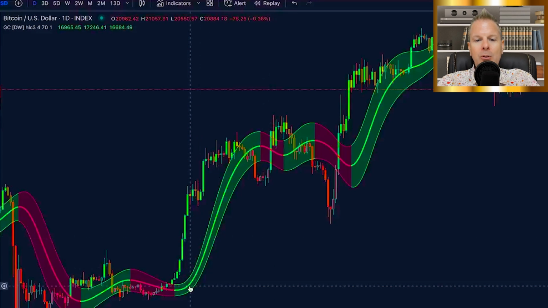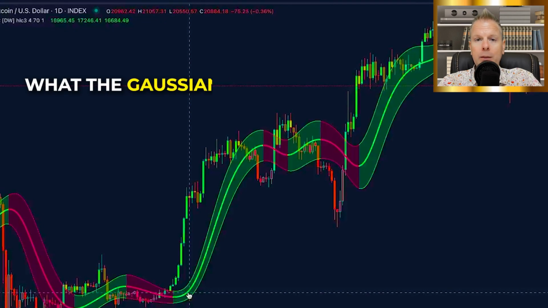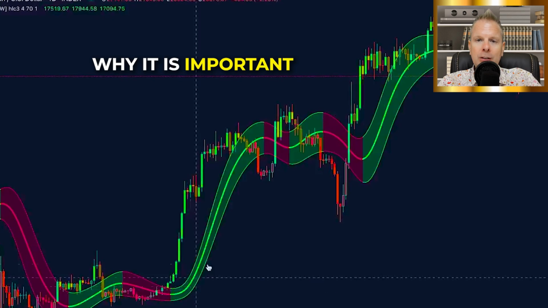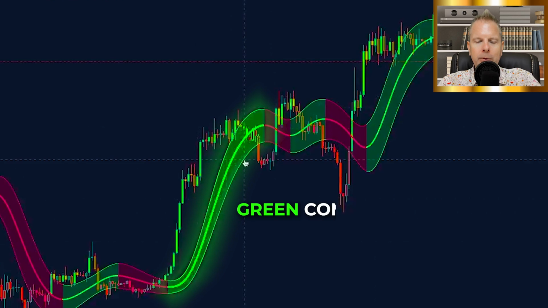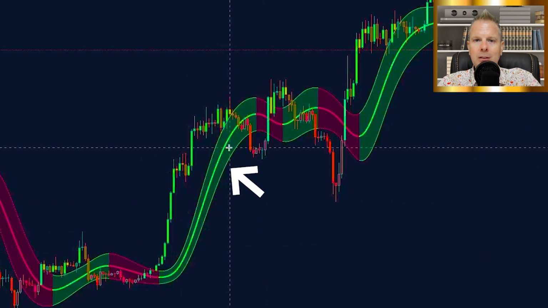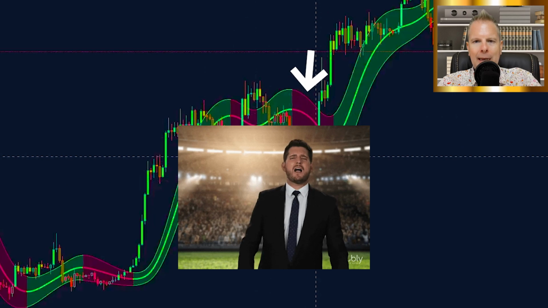Let's jump into the strategy. This strategy involves the legendary Gaussian channel. Before we get to the strategy, we have to understand what the Gaussian channel is and why it's important. The Gaussian channel is comprised of 2 components. We have a green component and we have a red component. The green is obviously signaling good and the red is obviously signaling bad.